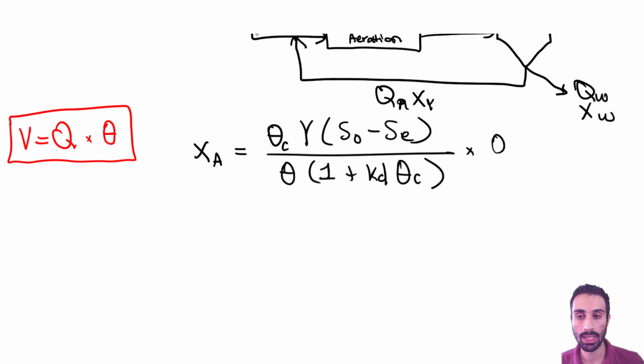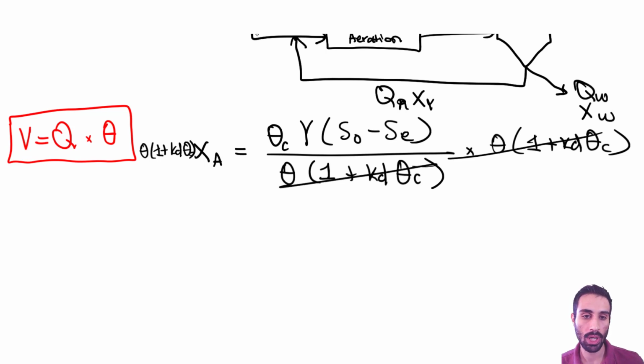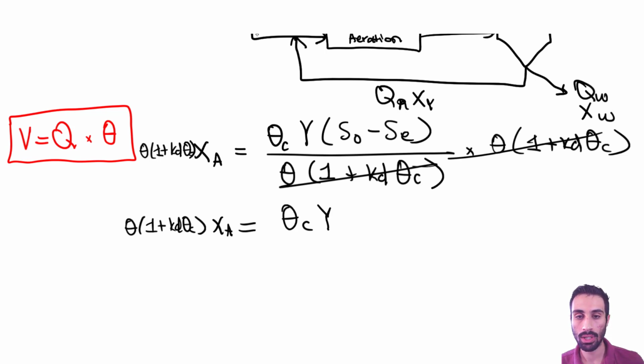So I'm going to multiply this side by theta times 1 plus KD times theta C. I'm just taking this, multiplying by this side. But what I do to this side, I must do to this side. So you multiply theta by 1 plus KD theta C. This is a multiplication, so these cancel. Now on the left side, I have this portion. I'll just rewrite it since we're learning this stuff: 1 plus KD theta C, then you multiply by XA. And that equals theta C times Y, and you have S naught minus SE.